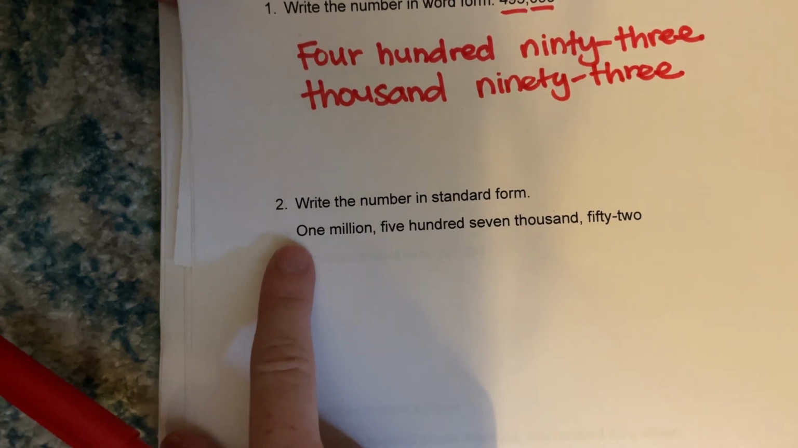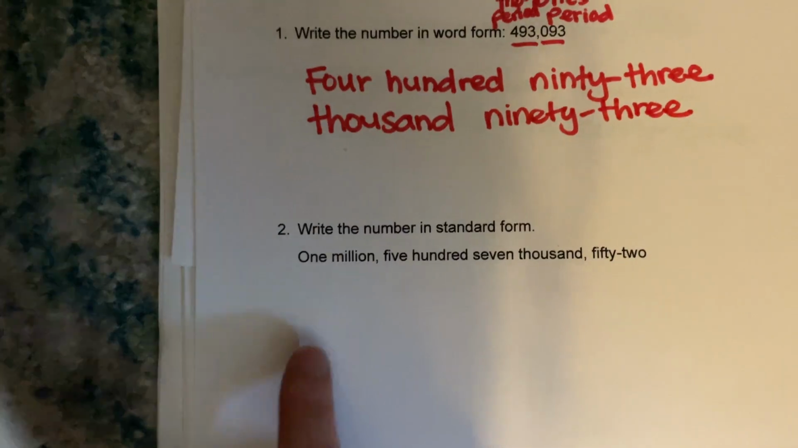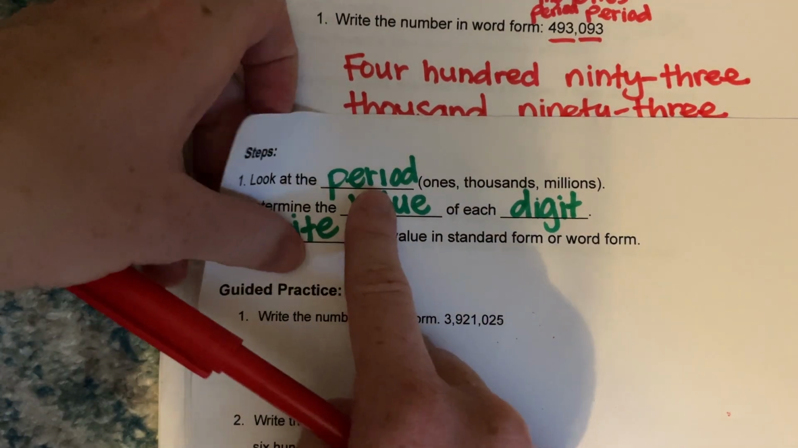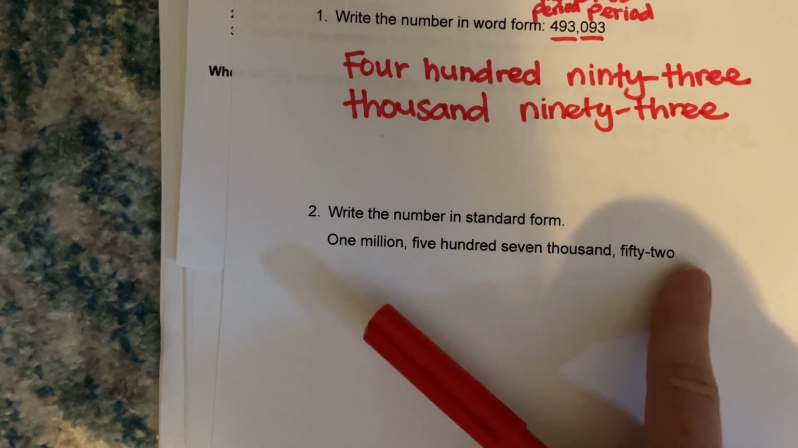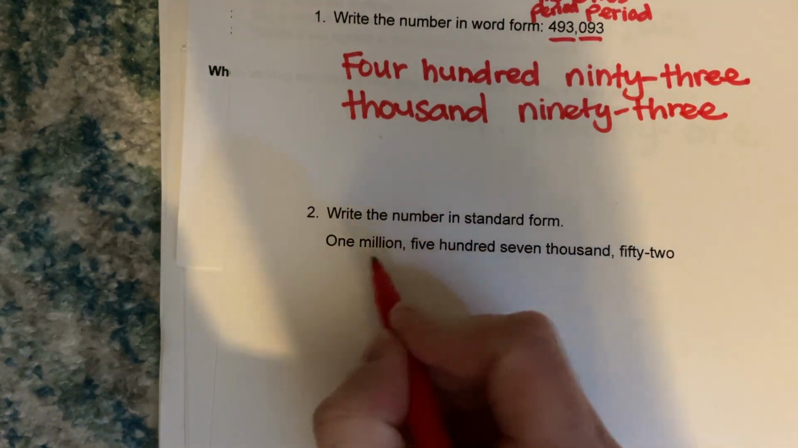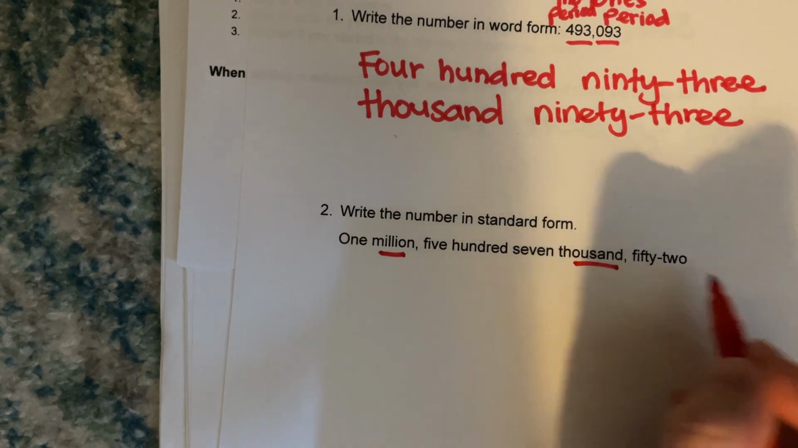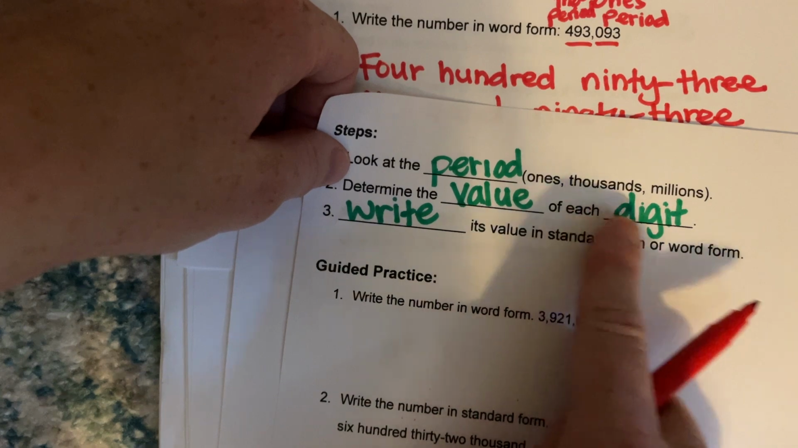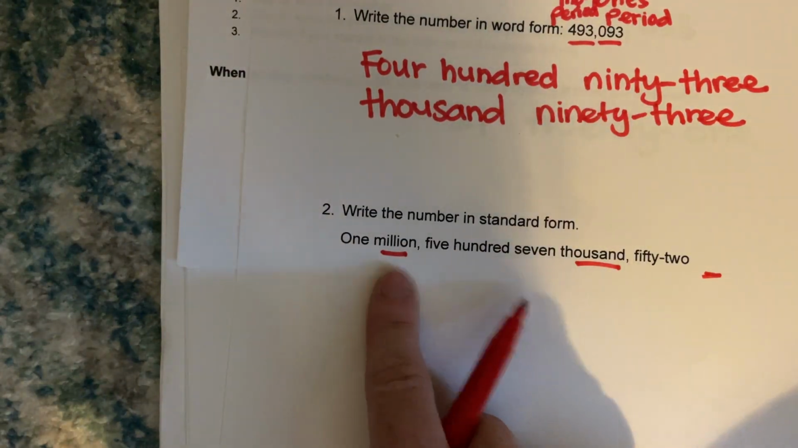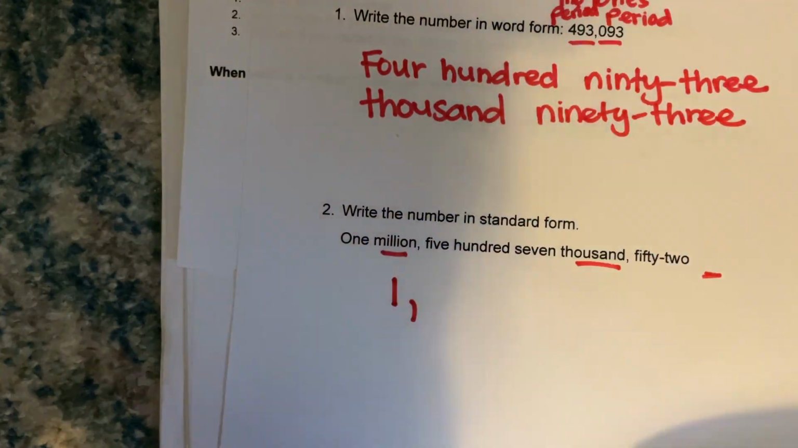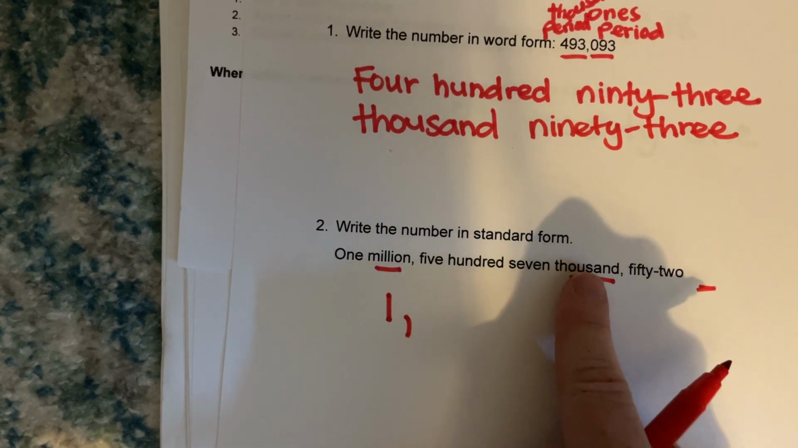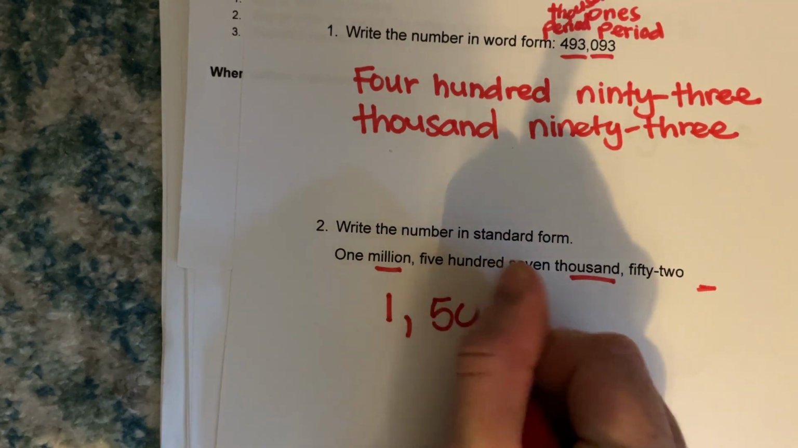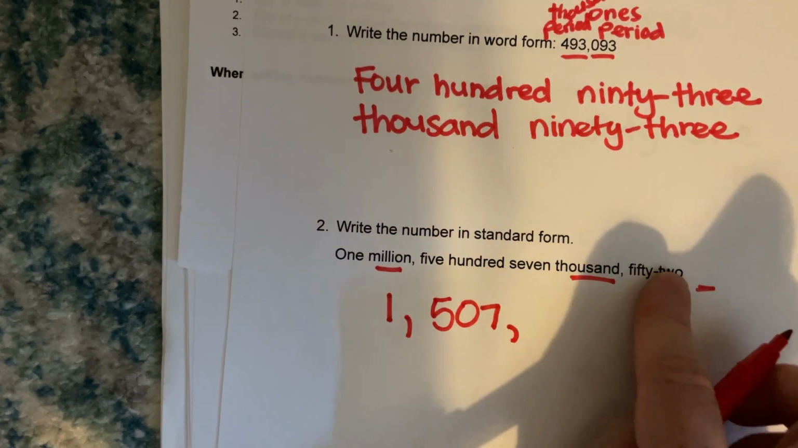Okay, so again, my steps say that I need to look at the period. So I have 1,507,052. So I'm going to have 3 periods because it said million, thousand, and then it has the third period. Okay, so determine the value of each digit. So in here it says 1 million. So I'm just going to write a 1, then a comma. 507,000. So I'm going to write 507, and then I do my comma, and then 52.